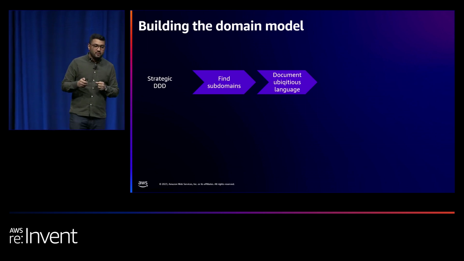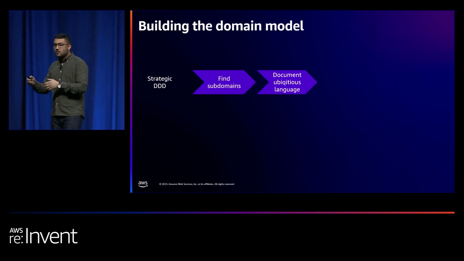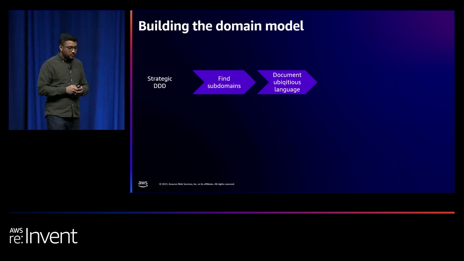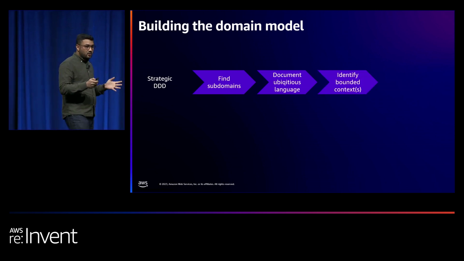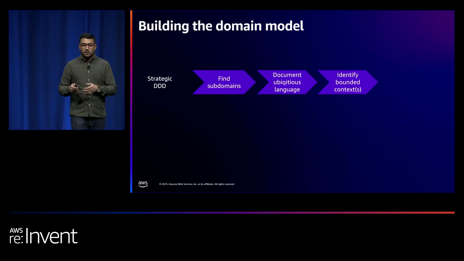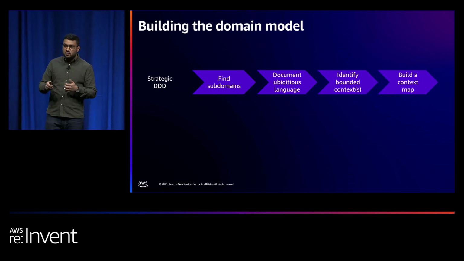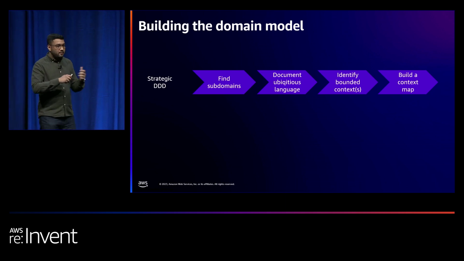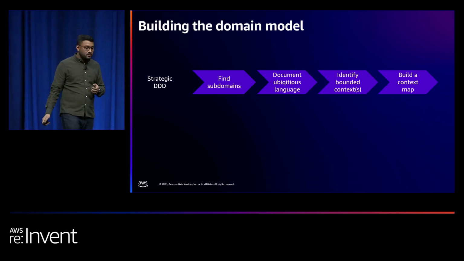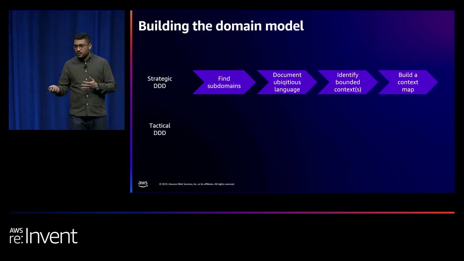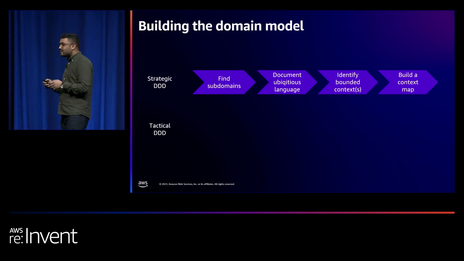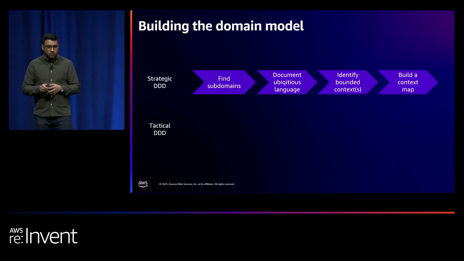In short, ubiquitous language is the same language that the business uses when they are using the particular software. We are going to identify bounded contexts, which are going to serve as an input, and it is going to help us build a context map, which basically tells us how these different subdomains need to interact with each other. Once you do this strategic DDD exercise, we will start what I call tactical domain-driven design.